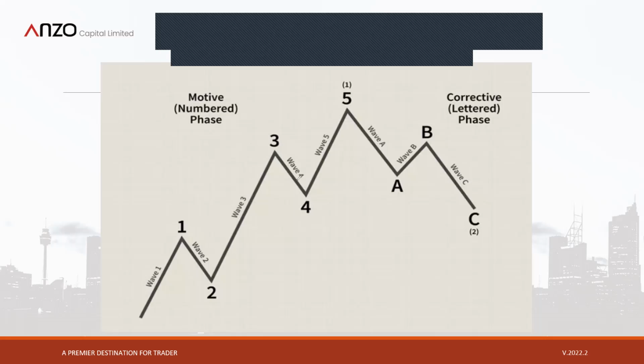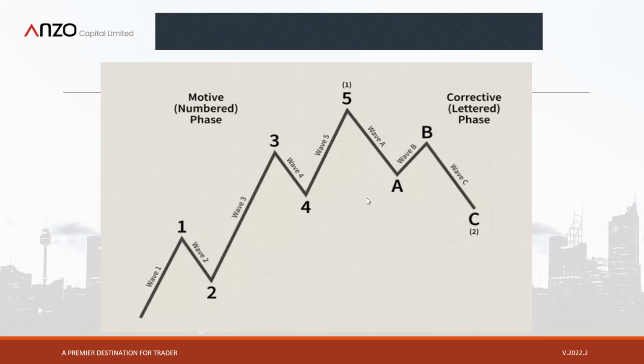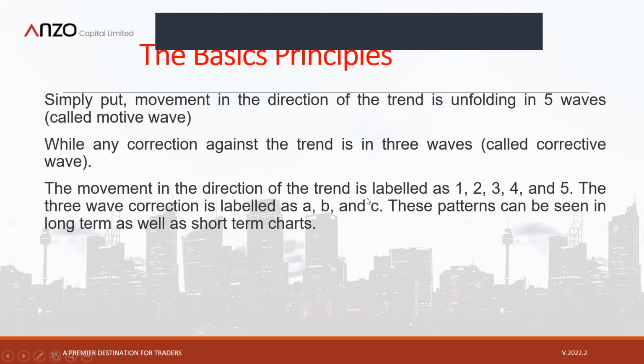Now, it doesn't matter what time frame you're looking at, it doesn't matter what instrument you're looking at, you will find such patterns in the market. Now, the basic principle, like I mentioned, is that in the direction of the trend is a 5-wave move, and there's a correction against the trend in the form of a 3-wave move. So we usually call it wave 1, 2, 3, 4, 5. And then the corrective wave is labeled wave A, B, C.